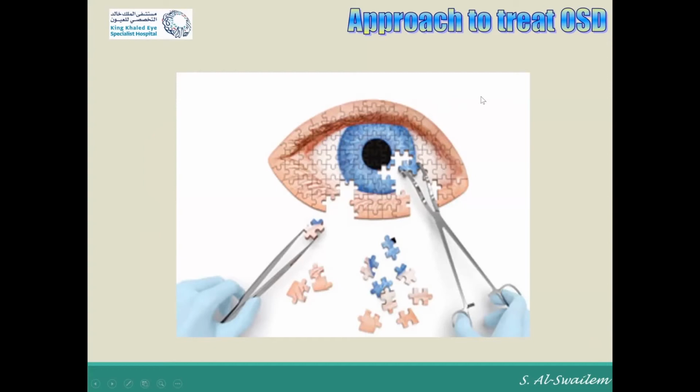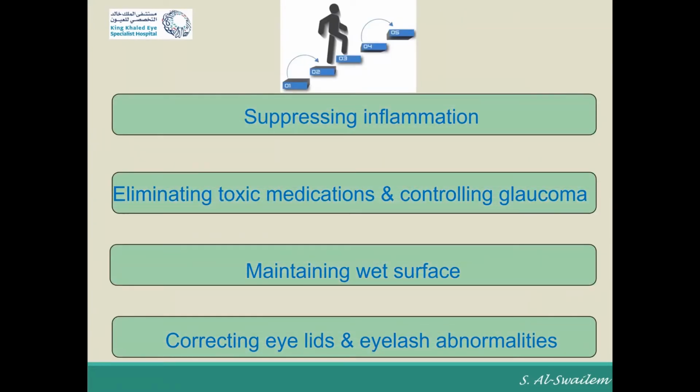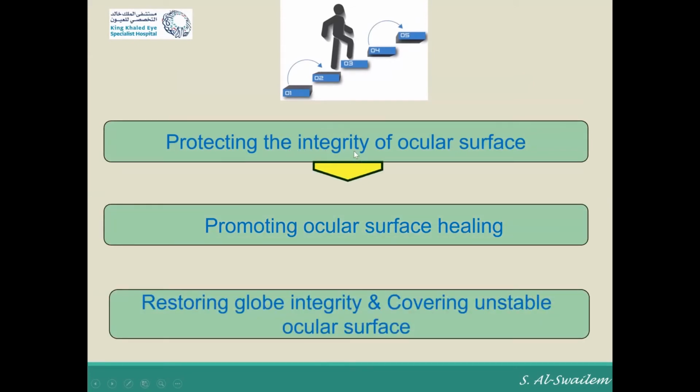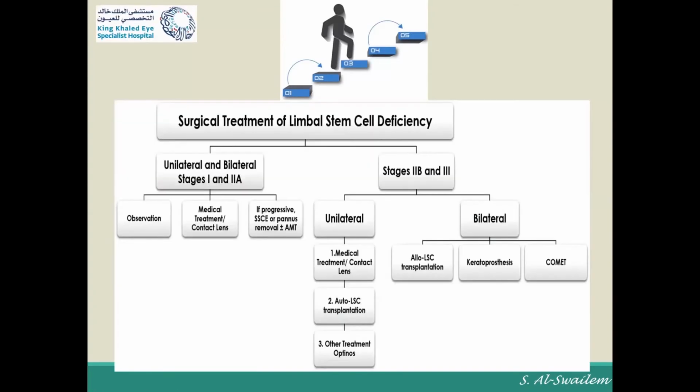Anyway, how to handle a patient who has an ocular surface disease and do the ocular surface reconstruction. There are a few steps that we need to start, in a stepwise approach. First, we need to suppress the inflammation. Then we need to eliminate the toxic medications and to control glaucoma. And then we need to maintain a wet surface and to correct eyelid or eyelash abnormalities. Then we need to protect the integrity of the ocular surface from any further harm, promote the ocular surface healing, and then restore the globe integrity and cover the unstable ocular surface.